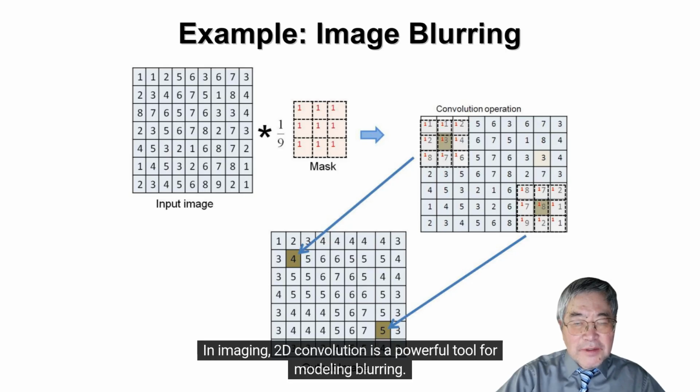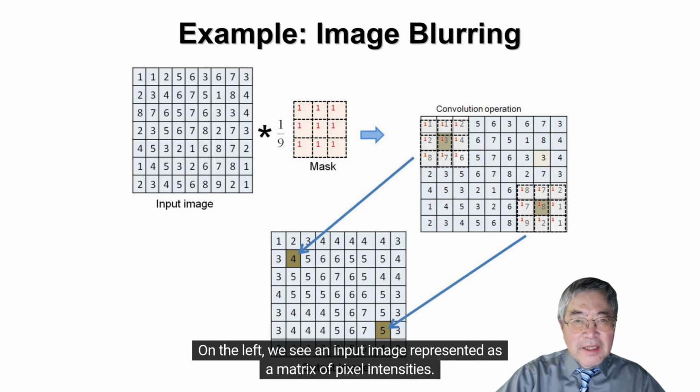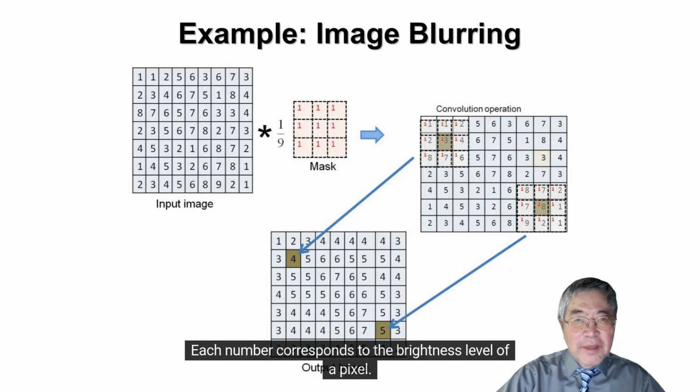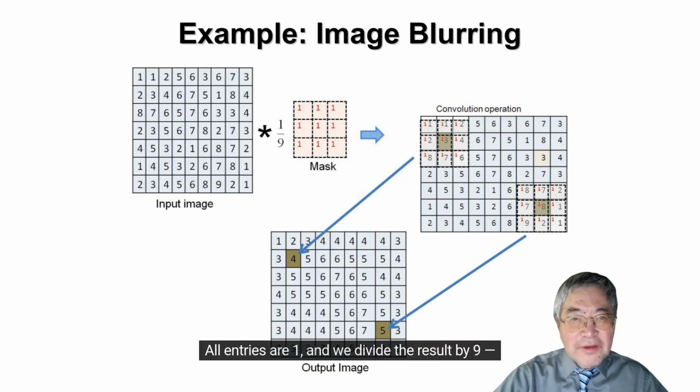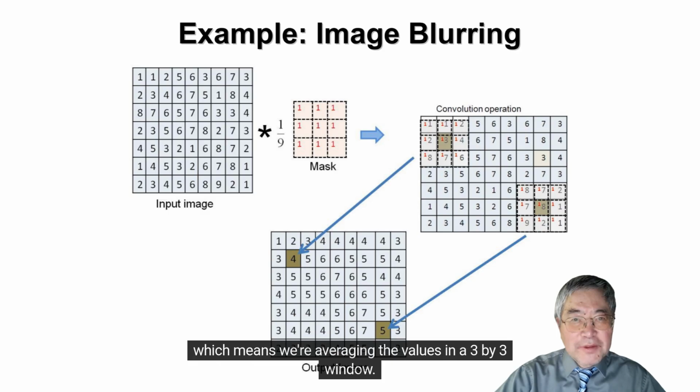In imaging, 2D convolution is a powerful tool for modeling blurring. Let's take a look at how this works using a simple example. On the left, we see an input image represented as a matrix of pixel intensities. Each number corresponds to the brightness level of a pixel. In the middle, we see a 3x3 averaging mask. All entries are 1, and we divide the result by 9, which means we're averaging the values in a 3x3 window.